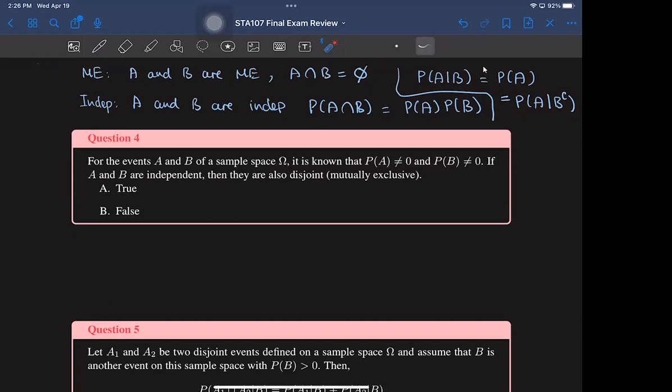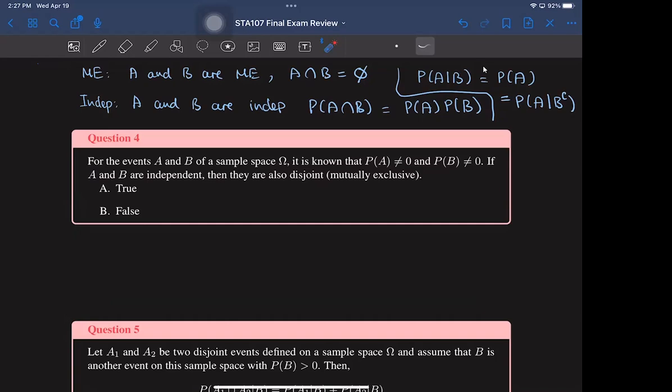Okay, so just keep in mind the definition. A and B are mutually exclusive means that if A happens, then B cannot happen, and if B happens, then A cannot happen. But independent means that if you know some information about B, it does not give you any information about A, and also if you know some information about A, it does not tell you anything about B. So how do those two concepts relate to each other?